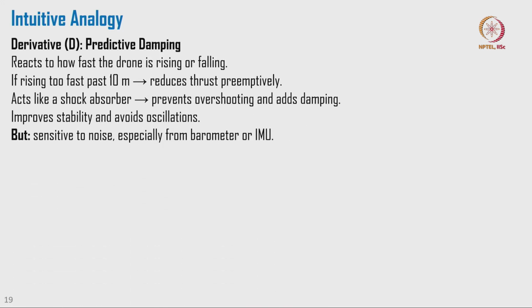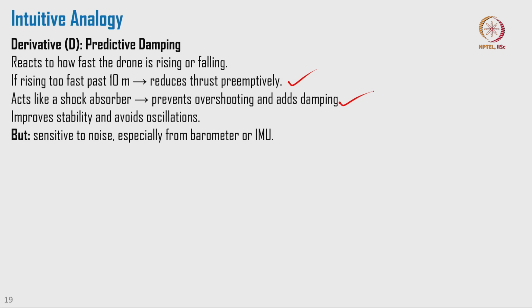Now, what happens for derivative control? It's called predictive damping. Why predictive? Because it works on the future error by incorporating the rate of change of error. So, it reacts to how fast the drone is rising or falling. That is important, right? If rising too fast past 10 meters, it reduces the thrust, so that the drone comes down. Acts like a shock absorber, prevents overshooting and adds damping.